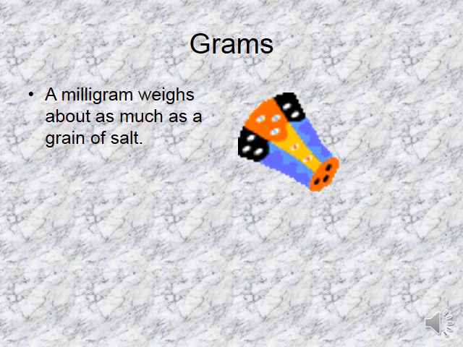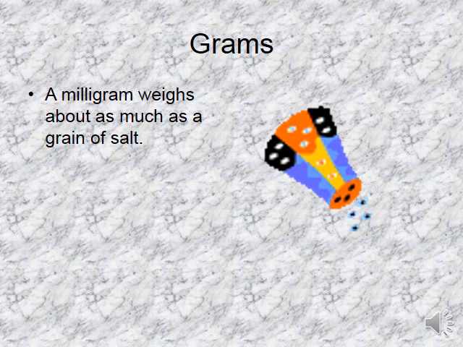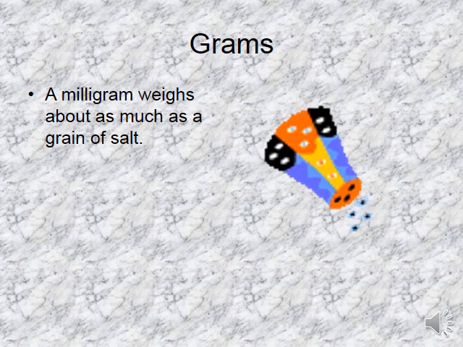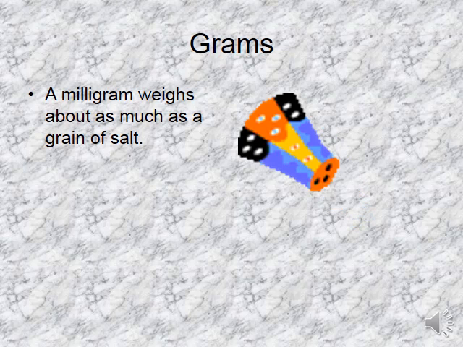All right, so a milligram has a mass of about a grain of salt. Very, very tiny, which is another reason why scientists love to measure with the metric system, because it allows you to measure something as tiny as a milligram, the mass of a grain of salt. Very tiny.